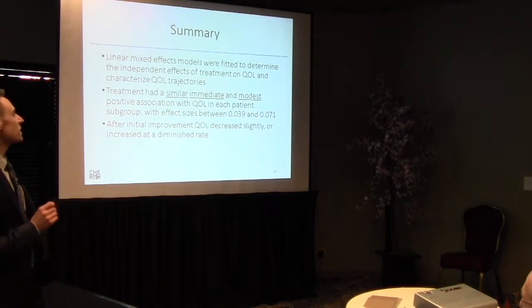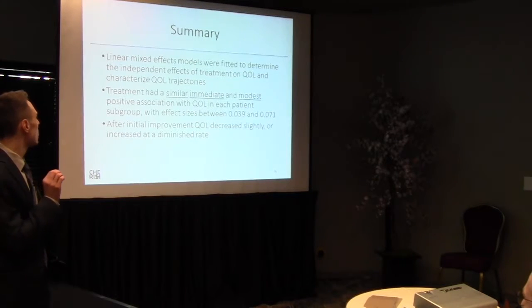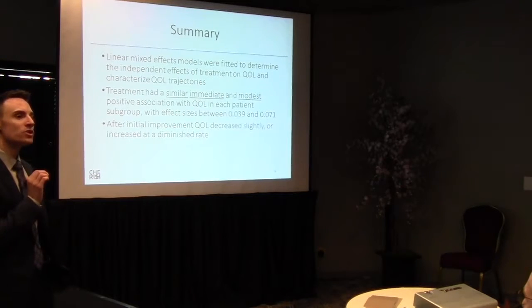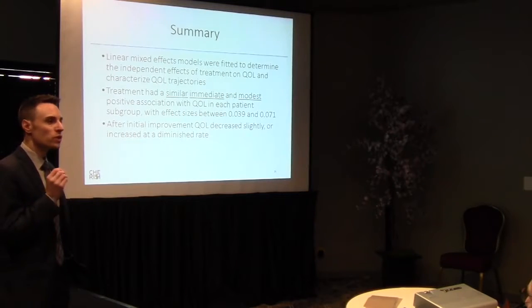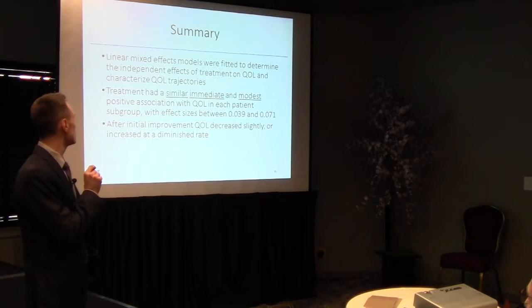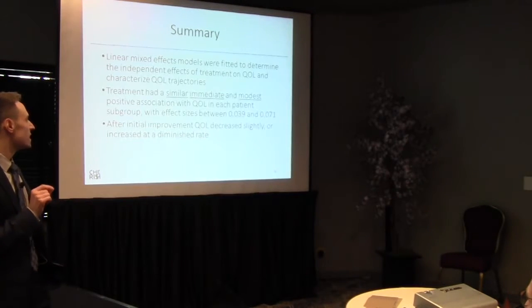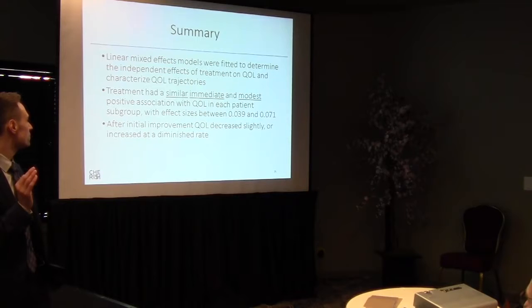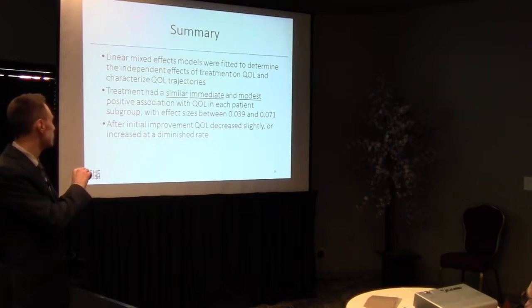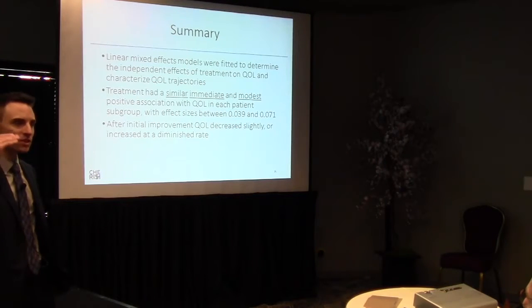Okay. So linear mixed effects models were fitted to determine the independent effects that treatment had on quality of life, and that was used to characterize the quality of life trajectories. What they found is that treatment had a similar, immediate, and modest positive association with quality of life in each patient group, right? The effect sizes varied between 0.039 and 0.071. Then after the initial improvement, quality of life tended to decrease slightly, or at least increase at a diminishing rate.